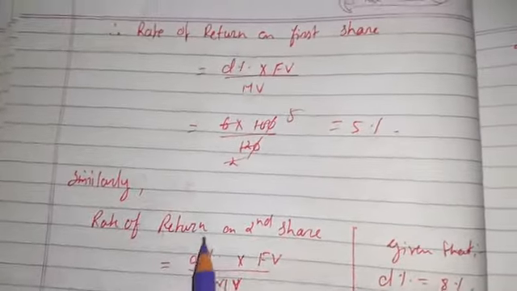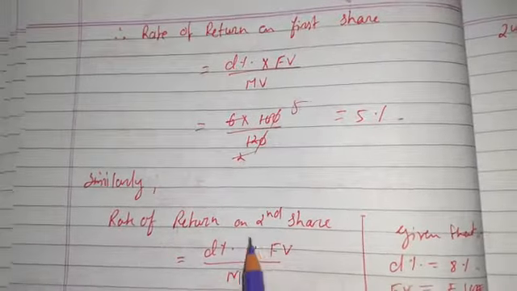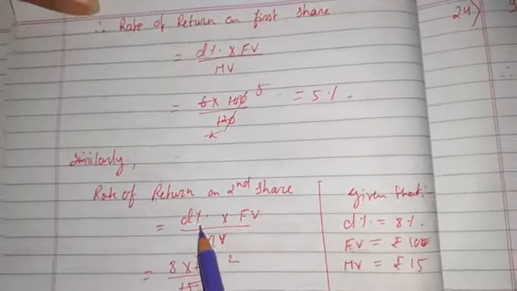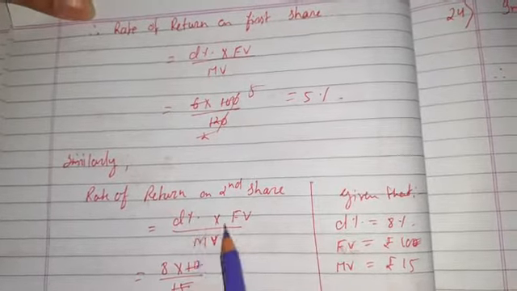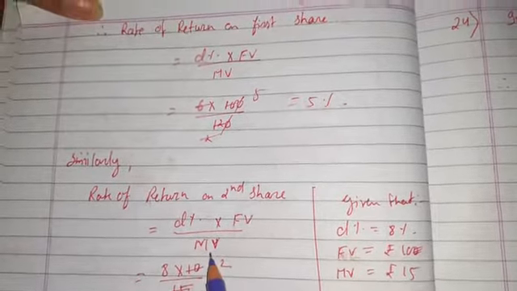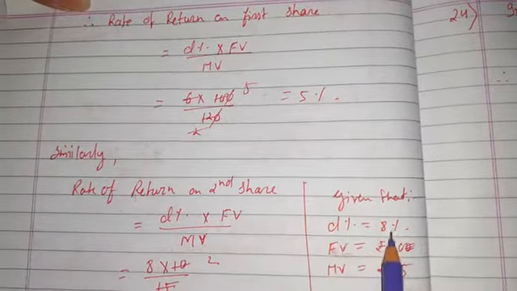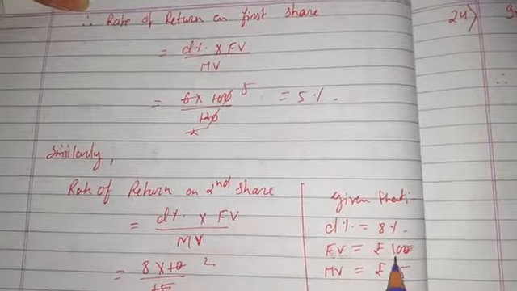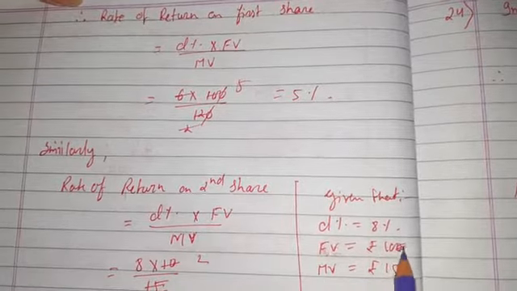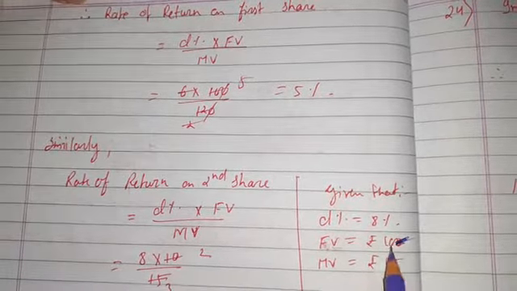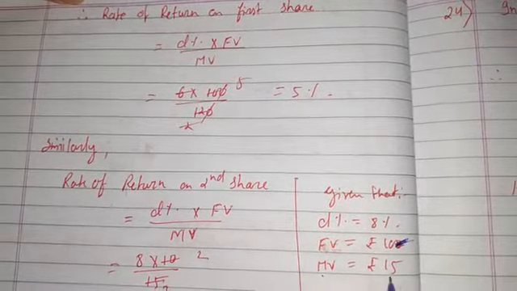Now what about second share? Similarly, rate of return on second type of share, again I have written the same formula, that d percent, dividend percent into face value upon market value. Here I have shown that given that dividend percent for second share is 8%, face value of the second type of share is rupees 10, this is not 100, this is 10. Okay, market value of one share is rupees 15.